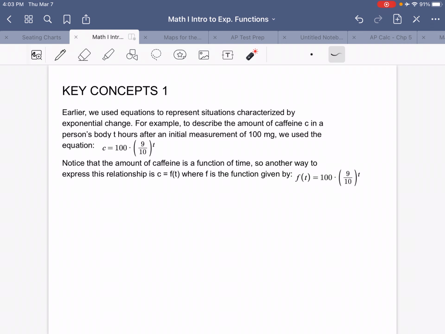Now, notice that the amount of caffeine is a function of time. So another way to express this relationship is C equals f of t, where f is the function given by f of t equals 100 times 9/10 to the t.